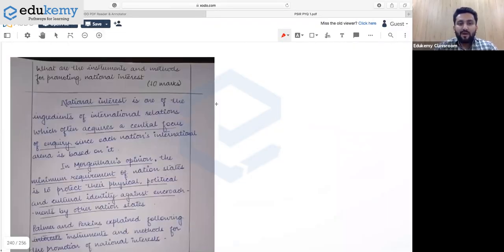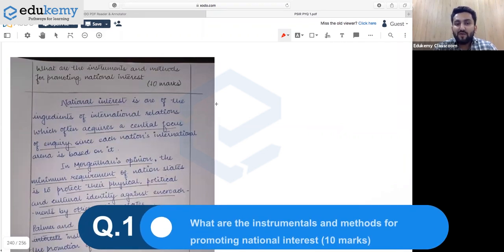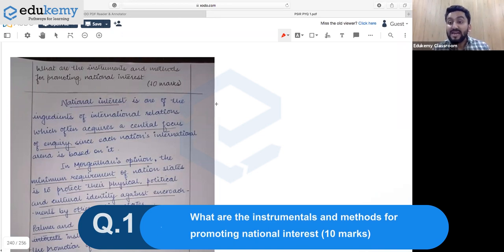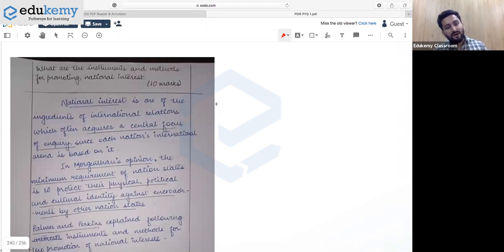So take a look. What are the instruments and methods for promoting national interest? 10 marks. All of you know that we have a topic in paper 2, section A, in which we talk about some key concepts of international relations, international politics. This is that kind of question that everyone knows something about, about national interest. But how can you mold your answer in a 10 marker? Means 150 words. That is the issue. Just look at the directive. Question directive is what? So how are you going to start?